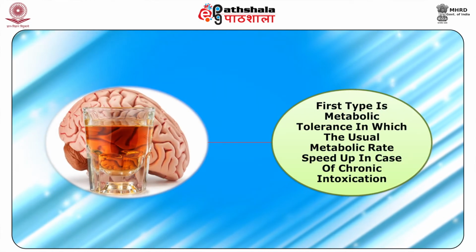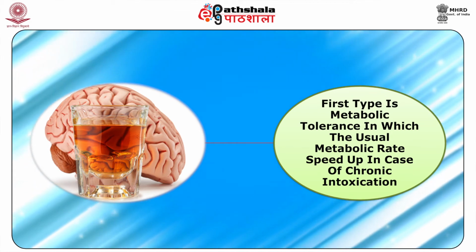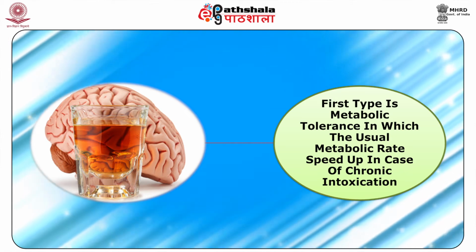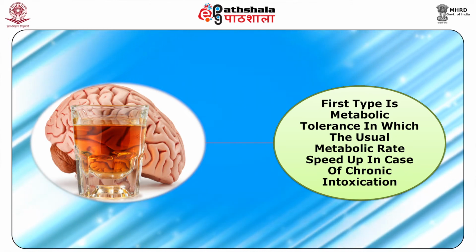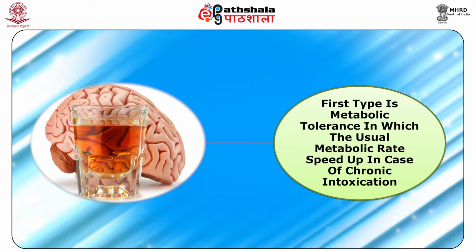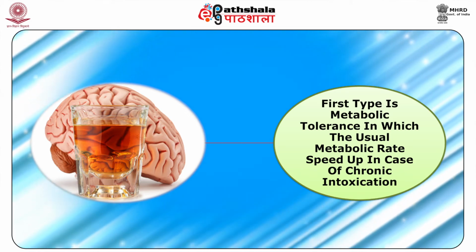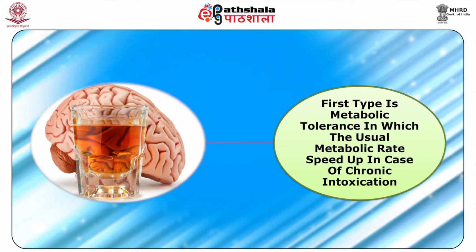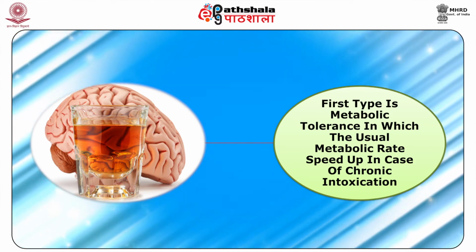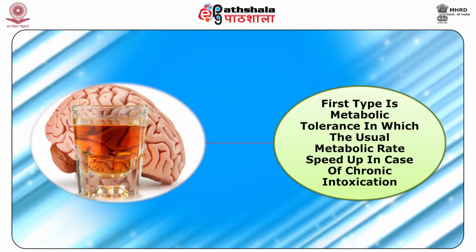The first type of tolerance is metabolic tolerance, in which the usual metabolizing rate of alcohol tends to speed up to 72% more quickly in case of chronic intoxication. As a result of the higher metabolic rate in chronic alcohol consumers, a usually lower alcohol concentration is achieved in comparison to the average person even after consuming a similar amount of alcohol.